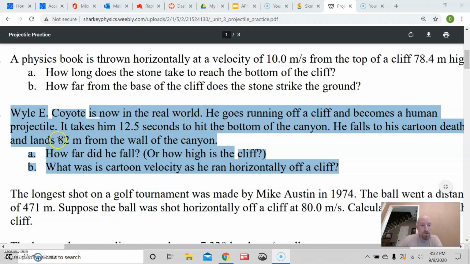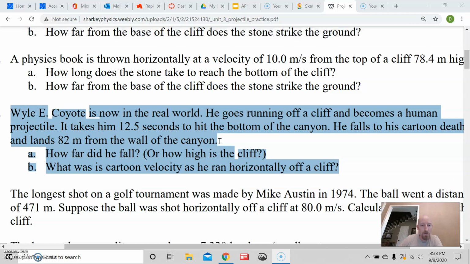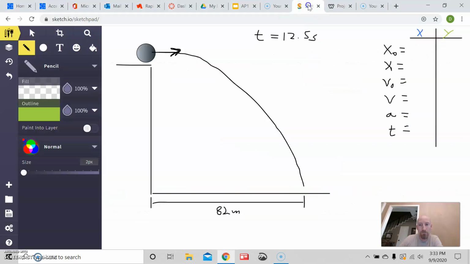Seconds. Now what's this part? 82 meters from the wall of the canyon. A lot of people don't understand that verbiage there. What does it mean he lands 82 meters from the wall of the canyon? Here's my picture. We'll just pretend the ball is Wile E. Coyote. Time is 12.5 seconds. He lands 82 meters from the wall. So that's a thing in the x. That's an x thing. Relax, read, draw. Draw a picture as best as I can. It's a cliff.